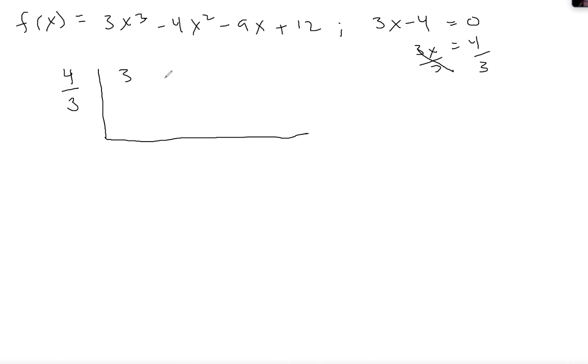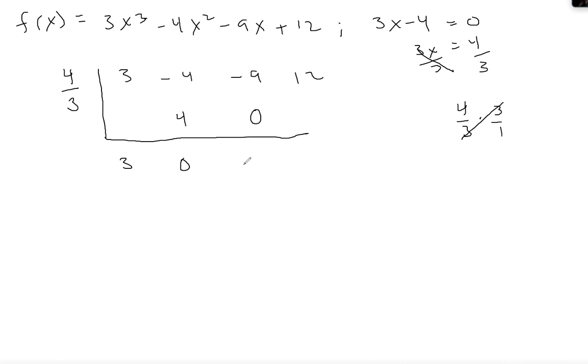Okay, so we got 3, -4, -9, and 12. So I bring down the 3, and I'm going to go 4/3 of 3, and I'm just going to show my scratch work over here so that you can see what I'm doing. So 4/3 times 3, the 3's would cancel, and I'd be left with a 4 right there. And then -4 plus 4 is 0. Okay, that part was easy.